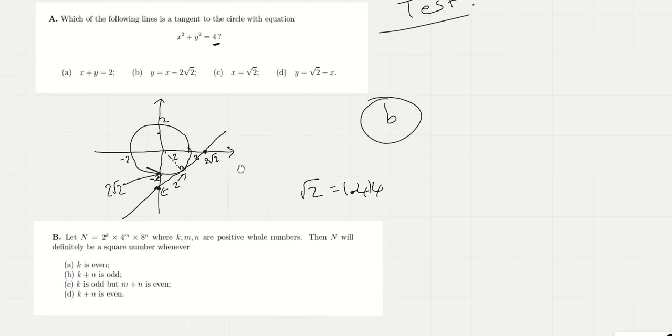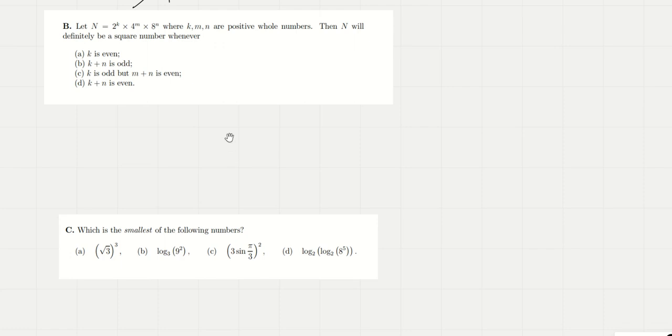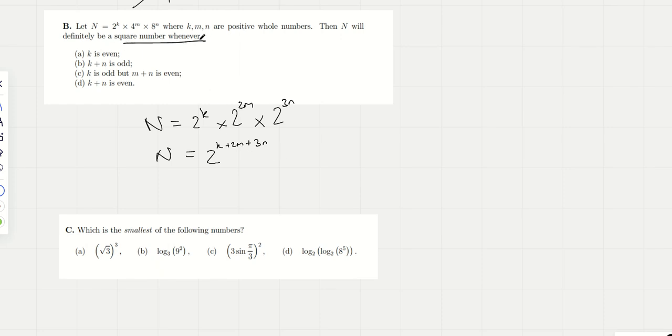Next one. Let n equal 2 to the k times 4 to the m times 8 to the n. Then n will definitely be a square number whenever. Okay, so first thing with this is quite naturally to turn them all into powers of 2. So you've got 2 to the k times 2 to the 2m times 2 to the 3n. That makes sense, doesn't it? And that gives us n is 2 to the power of k plus 2m plus 3n, if we just apply the rules for powers. Now, we want n to be a square number.